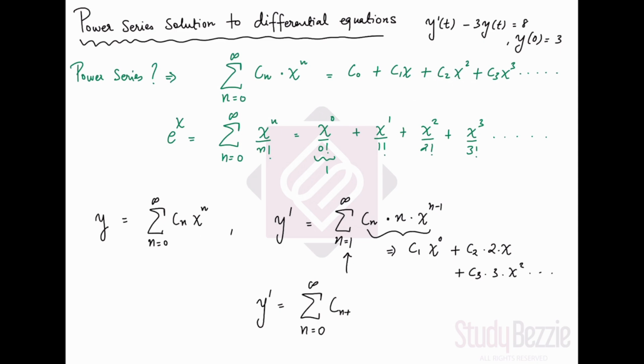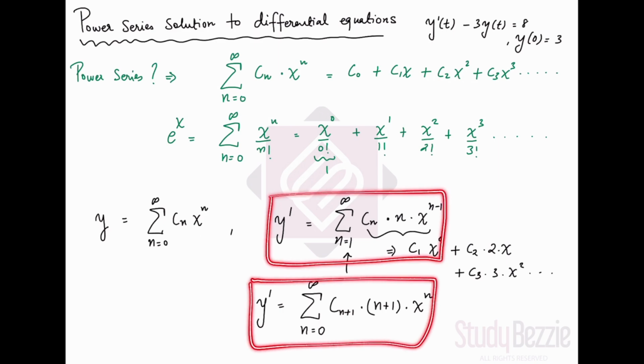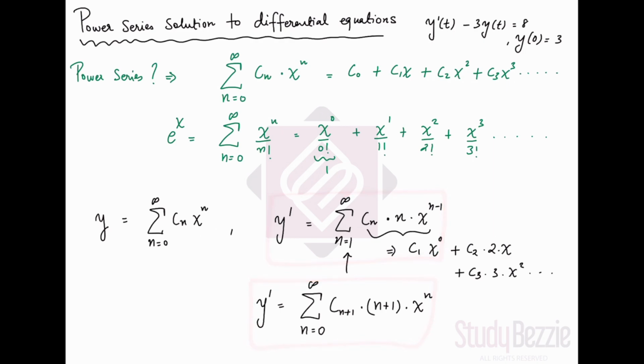So this will be n plus 1. This will be n plus 1. And now x will be raised to the power of just n. So remember, these two formulas are completely equivalent. Okay, one starts at index 1 and the other starts at index 0. The reason why I want to show you this formula is because we will need that later on in order to combine these expressions together, because they both must start at index 0. Okay, so with that preliminary stuff out of the way, we can now begin solving the problem.